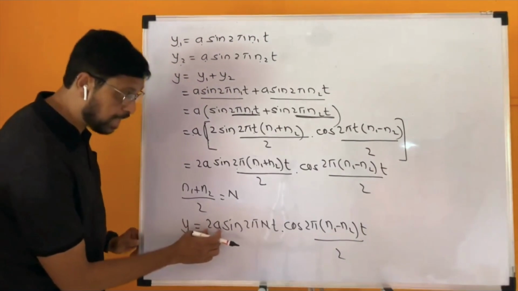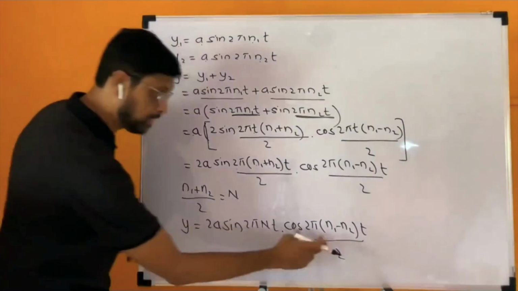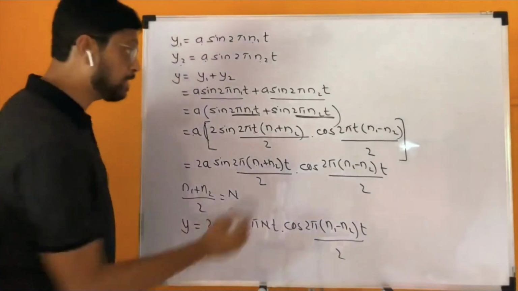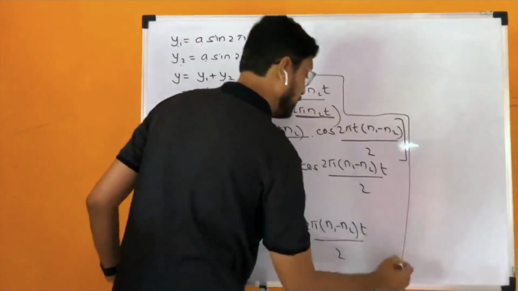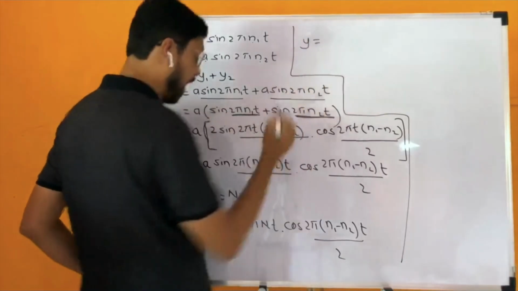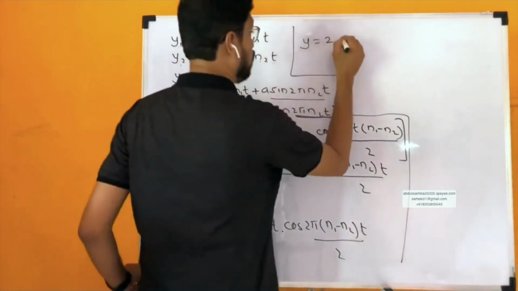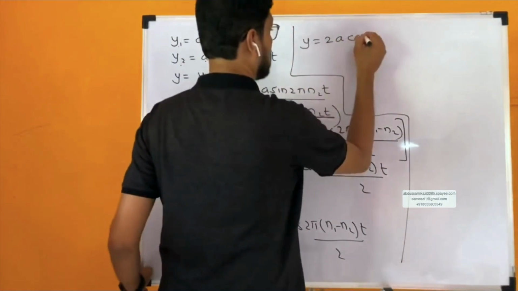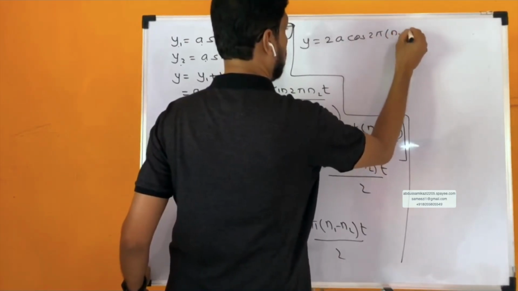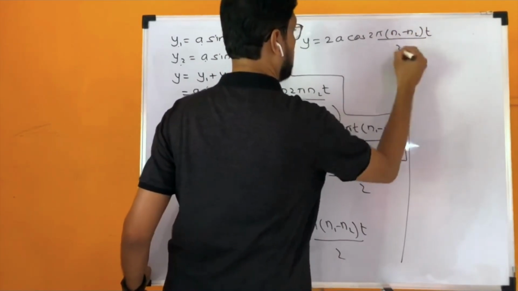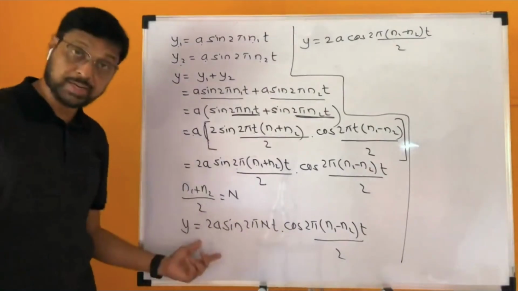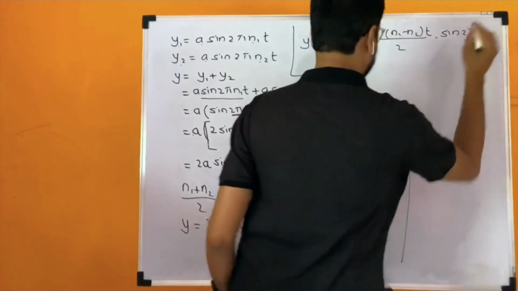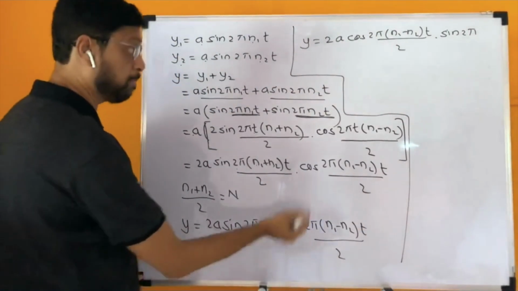If we write this cos along with the 2A, meaning if you write it here and the sin to that side, it won't make any difference. So this equation now becomes y is equal to 2A. You write here cos 2 pi (n1 minus n2) into t by 2. I wrote that here, into sin 2 pi capital N t.